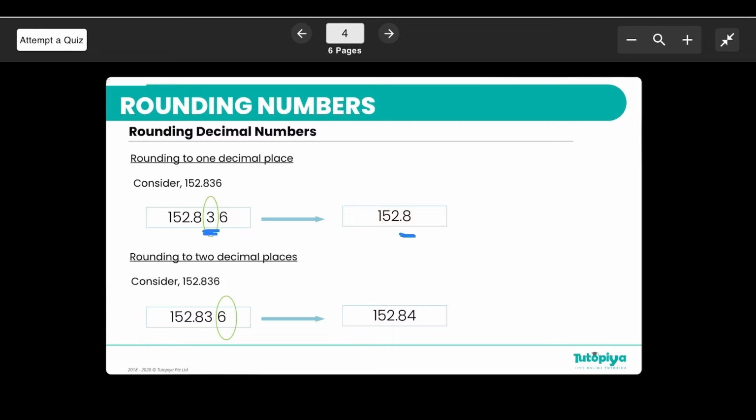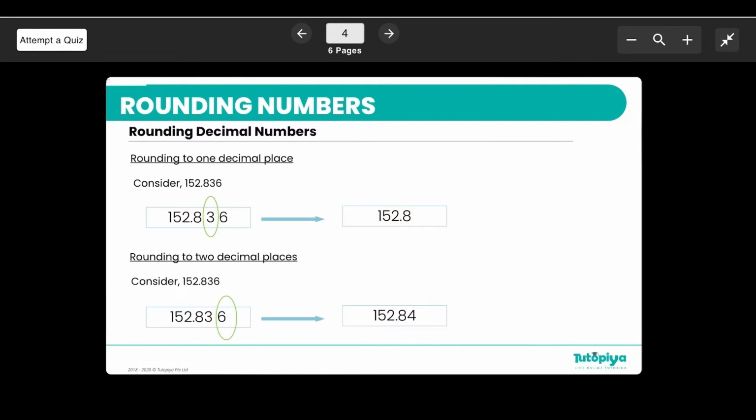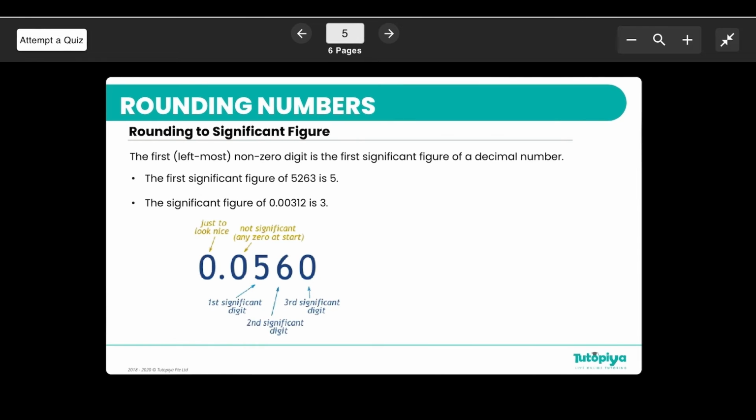If, however, my number was 152.85, then this would have rounded up to 152.9. Okay, so that would have been the difference. And if you look at the two decimal place one, I have to look at the third decimal point number here. Because this is a 6, you can see that the 83 has changed into 84. And that's as simple as it gets. Rounding, one of the easiest techniques that we do in mathematics.